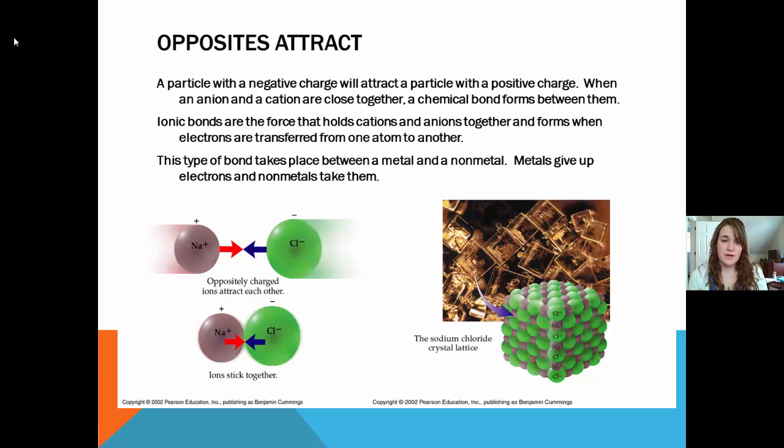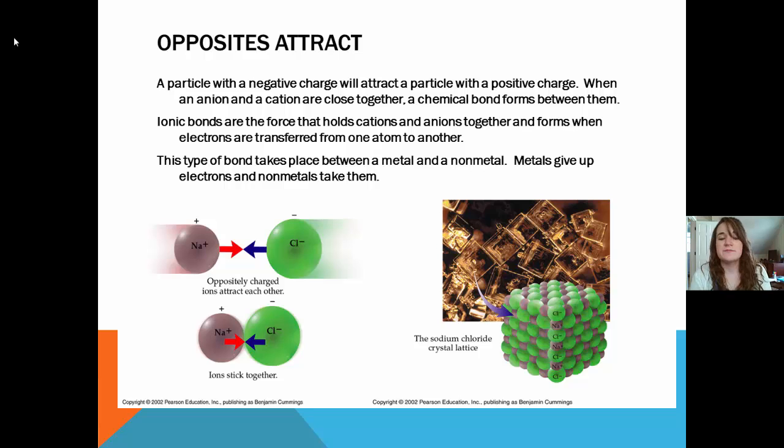Opposites attract. A particle with a positive charge is going to be attracted to a particle with a negative charge, and that is really what's going to hold them together. That chemical bond forms between them. That's the ionic bond. It's the force that holds together cations and anions when one electron is given to another. So in that example we just did, when that sodium gave that electron to the chlorine, it created an ionic bond, it created those charges, and they stick together pretty much.